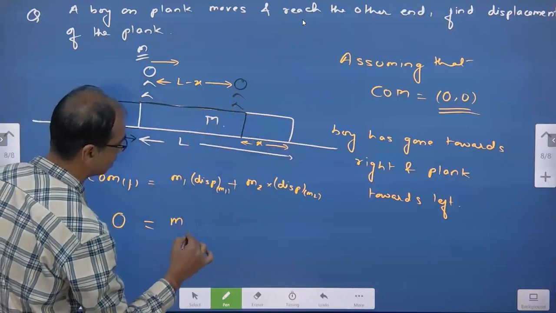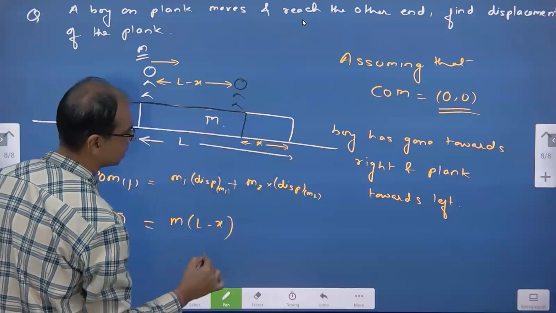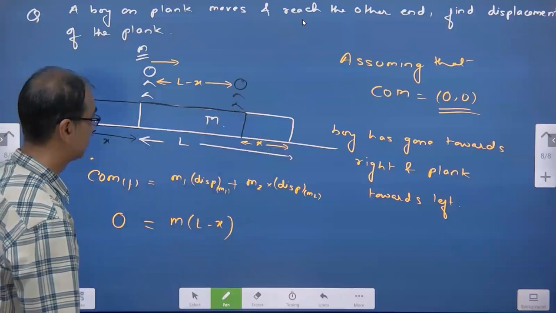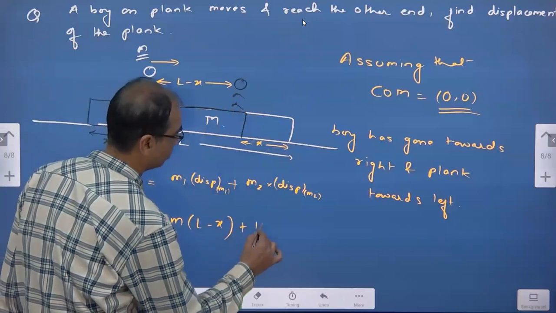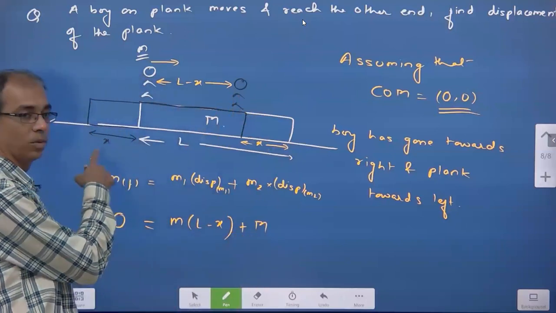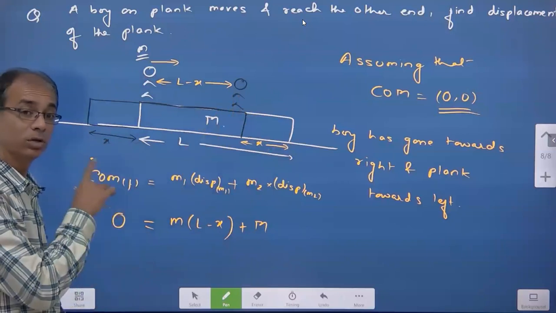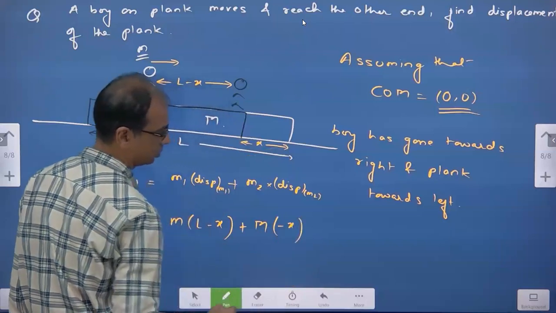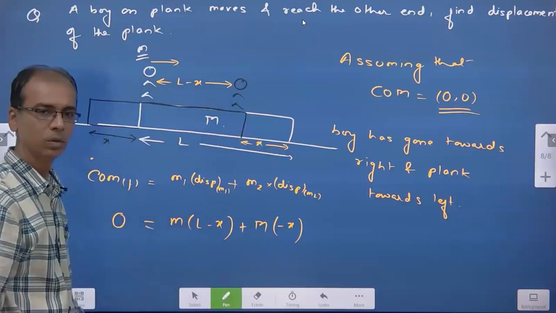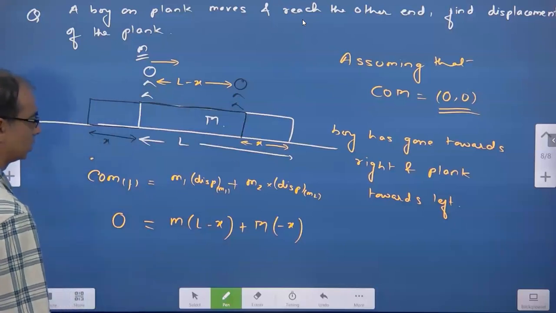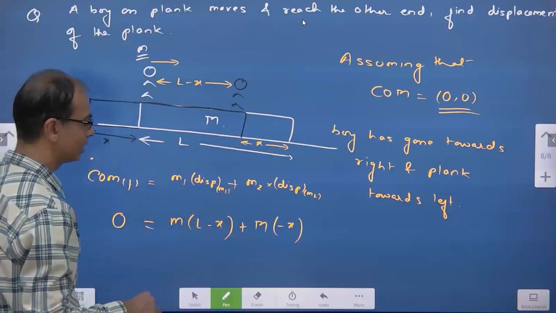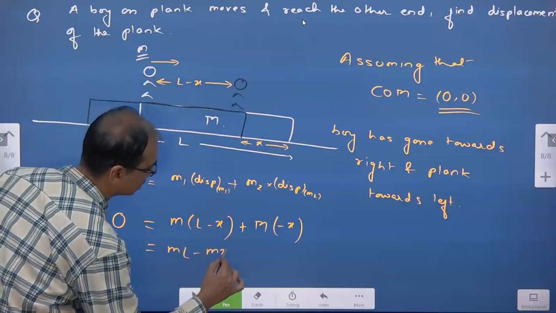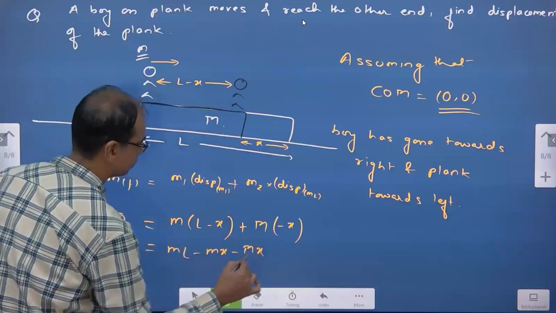M into L minus X. Perfect. Plus M into what? How much has the plank moved? X. But it has gone towards the left. So better you write it as minus. That's it. Over. Finished. Everything is done. This mx, if you want, you can bring it that side or let it be here only. This is m into L minus mx minus mx. And here is 0.